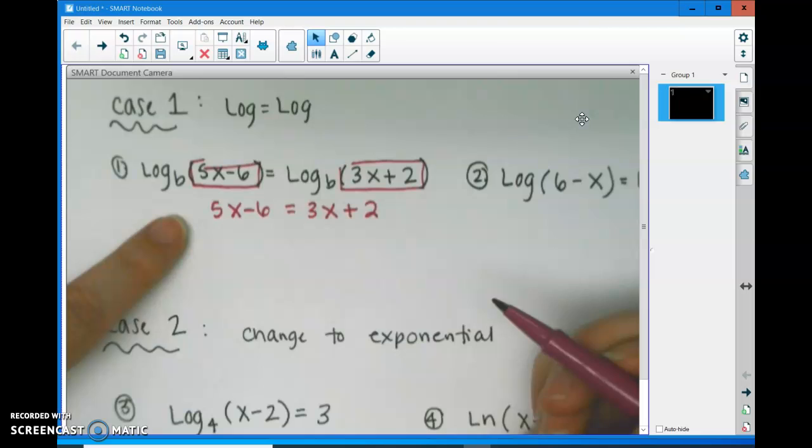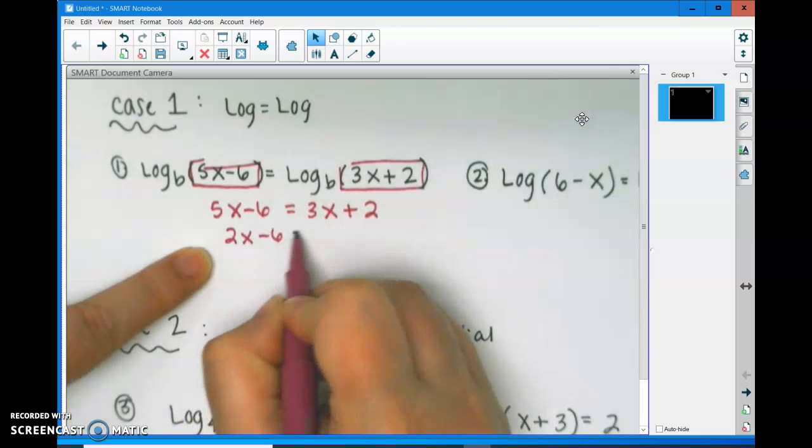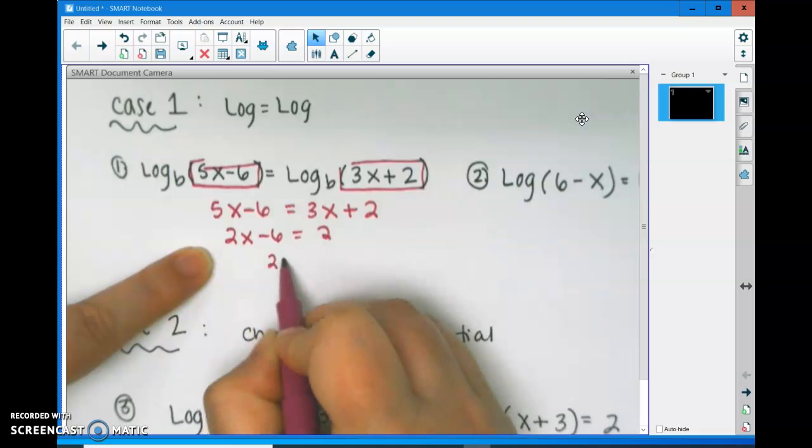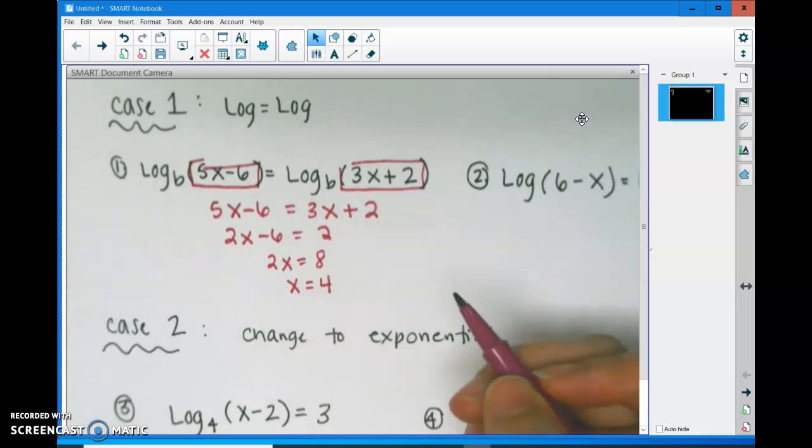And then you just solve that for x like normal. So I'm going to subtract 3x on both sides. I'm going to add 6. So I get x is equal to 4.